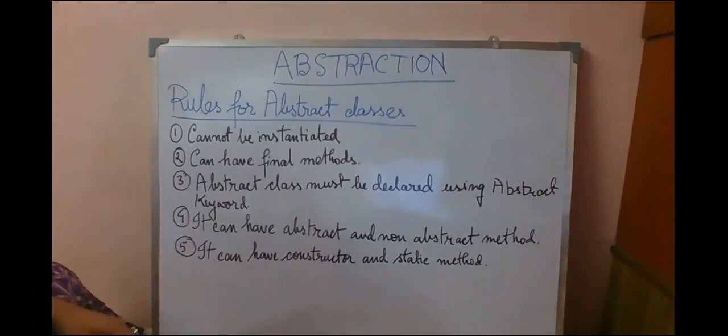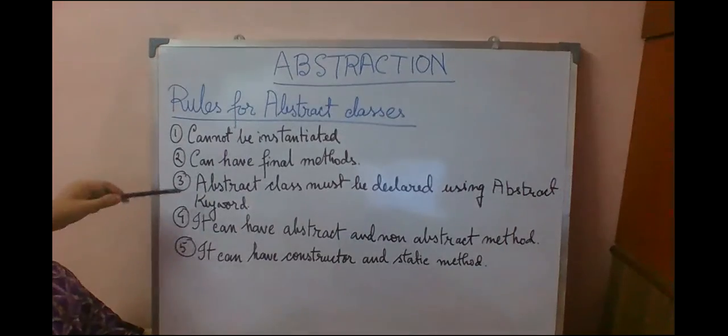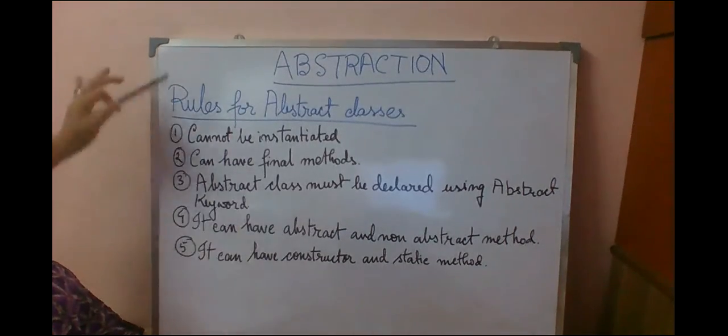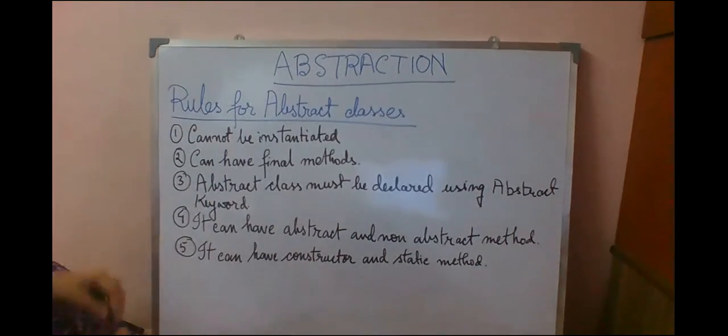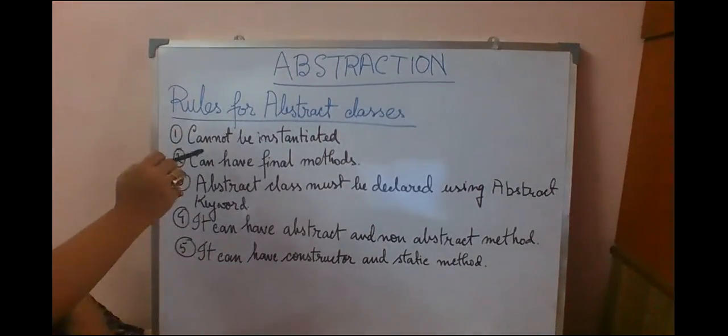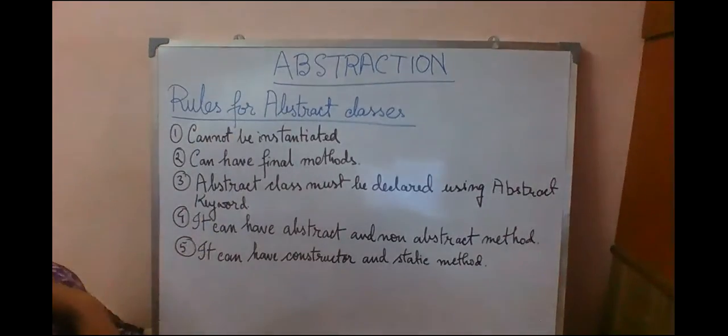So here come the rules for abstract classes. The first rule, this should be the first rule actually, but anyways, you go through the rules. It is not written in any chronological order. So anyway, you will get whatever I am trying to convey to you. So the first thing is that it cannot be instantiated.